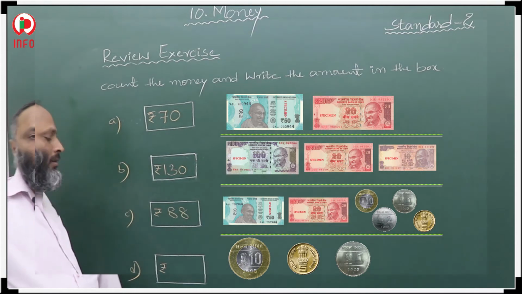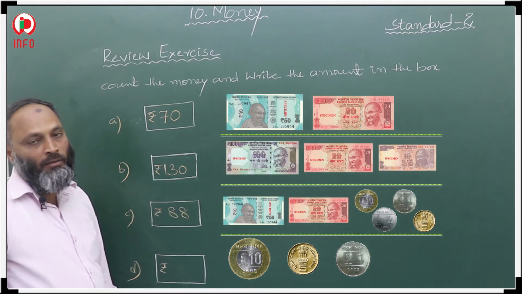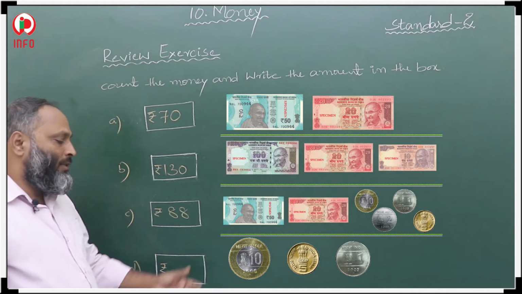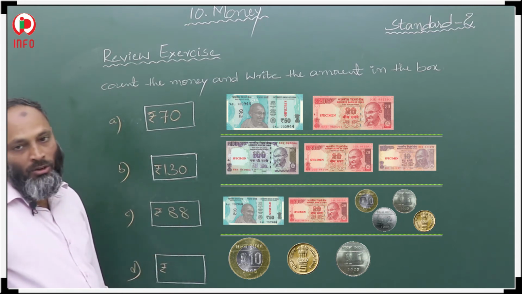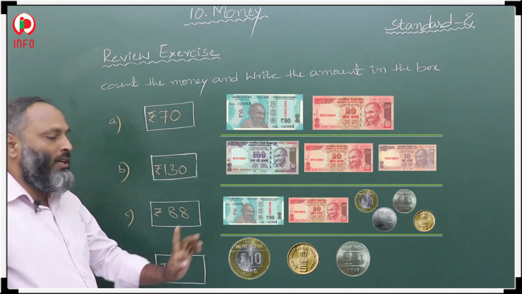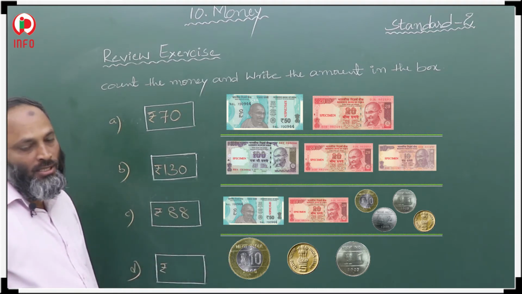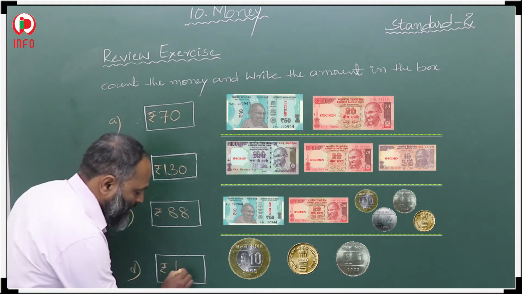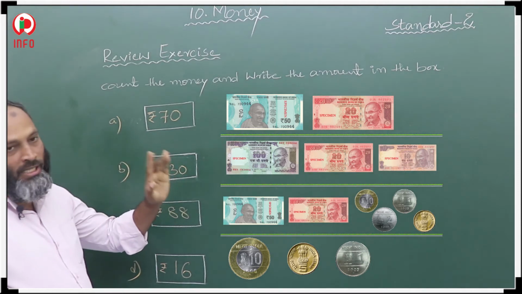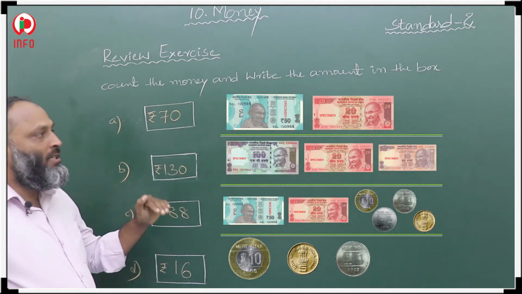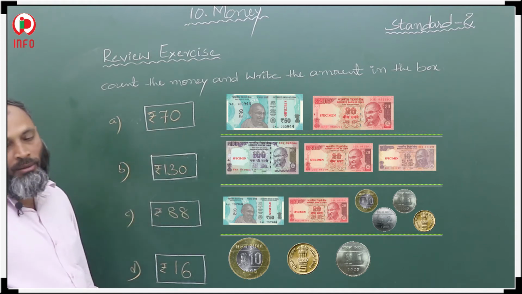Okay. Now in the last question, Indian currency coins are given. First coin 10 rupee coin, second coin 5 rupee coin, and third coin 1 rupee coin. So add 10 plus 5, 15. 15 plus 1, 16. The total amount is 16 rupees. So in that way, whatever the currency notes and coins are given, we have to add the total sum and write it in the given box.